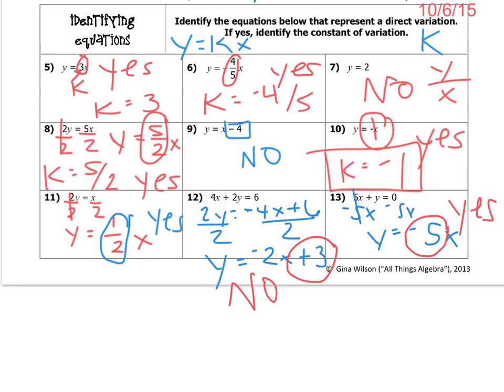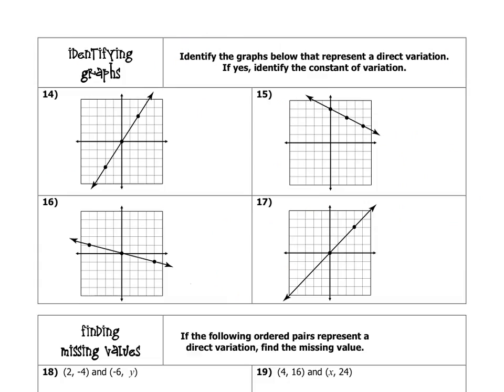All right, let's go on and go to the next page. We're going to do this by a graph. Now, the graphs are actually quite easier, so let's go to that. Okay, when a graph has a direct variation, it is going to pass straight through the origin. So if it doesn't pass through the origin, then it's not a direct variation. So look right here. This one does pass through the origin, so this is a yes.